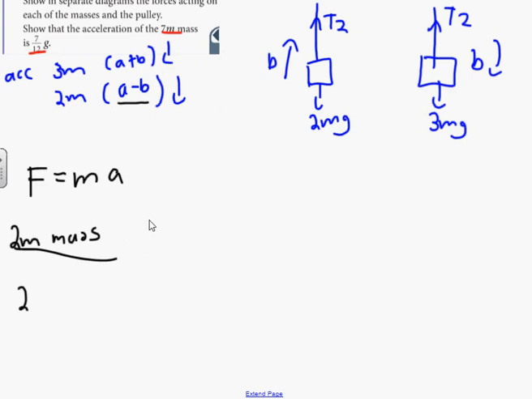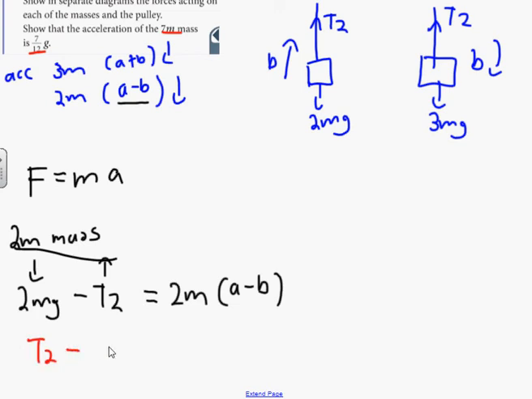The way I'd do it is I'd say 2 mg minus T2. I have the downward in front of the upward, okay? So I'm thinking that down is the way to go. Then 2m is your mass, and then what's the acceleration? A minus B. Now, if I went with your system, I'd do T2 minus 2 mg, and because T2 is going upwards, means the system should go upwards, which means instead of A minus B, I'd have B minus A.